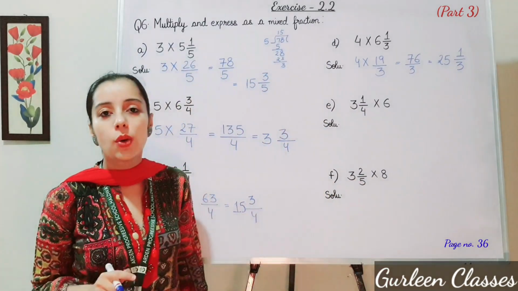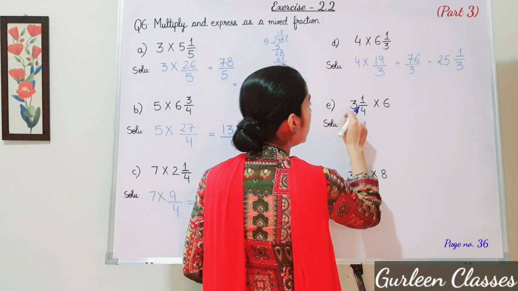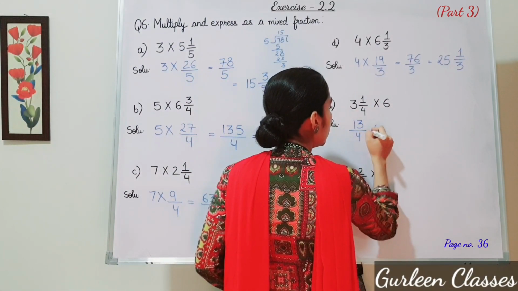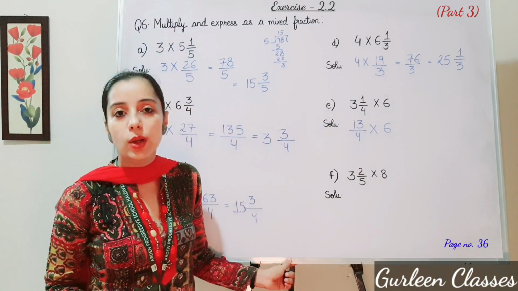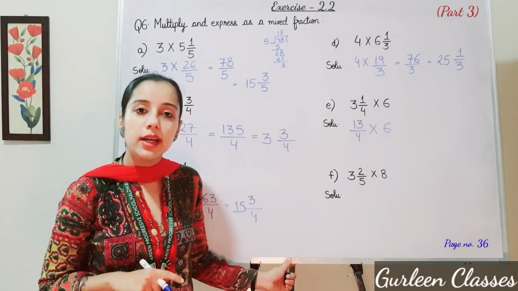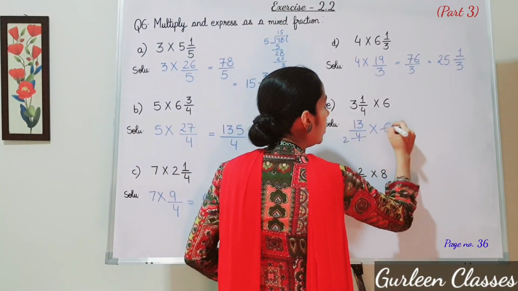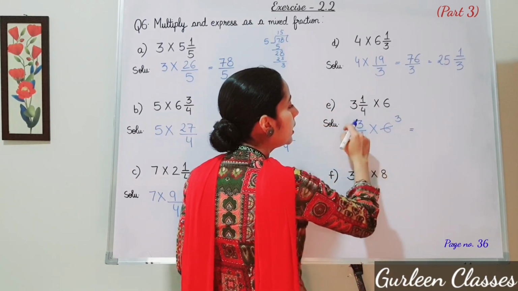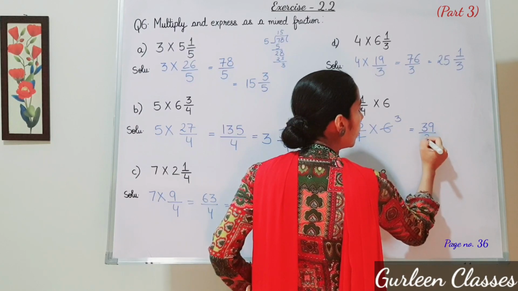Now E part: 3 whole 1 by 4 into 6. So convert. 4 3s are 12 plus 1, 13 upon 4 into 6. Now 4 and 6 can be reduced to lowest terms. We will divide by 2. So here 2 2s are 4, 2 3s are 6. Now multiply the numerators. 13 3s are 39 upon 2.